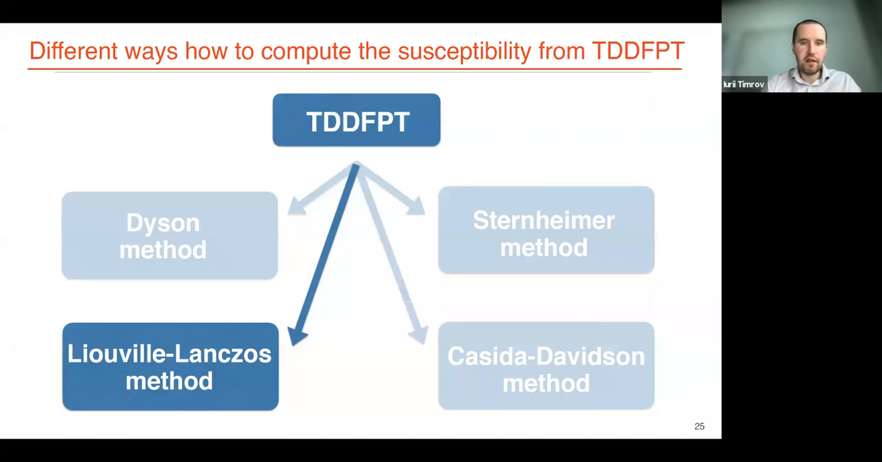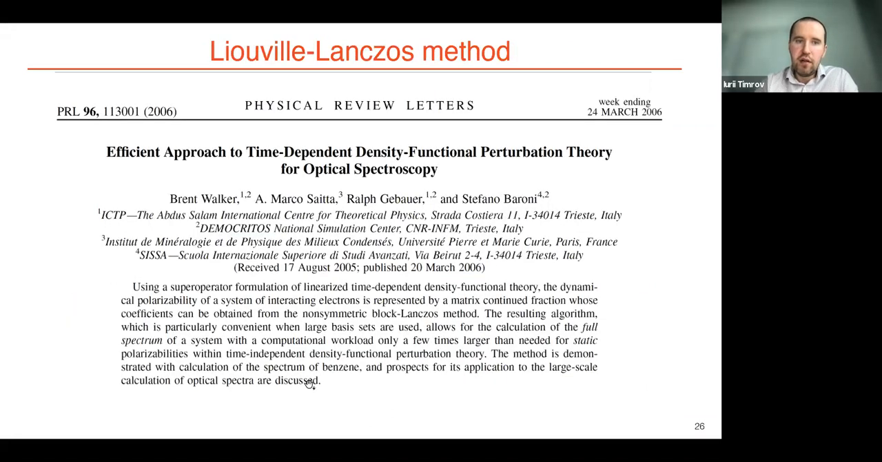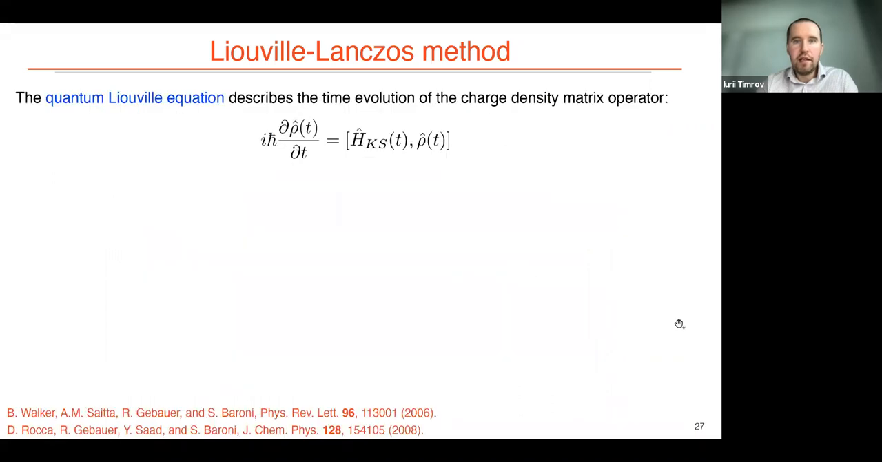Now, let's discuss the third method, the so-called Liouville-Lanczos method. This is really the central method of today's lecture, and it is one of the unique features of Quantum ESPRESSO. This is not common. It was developed in 2006 by Ralph Gebauer, Stefano Baroni, and co-workers. The method was first introduced in this paper. And the idea is the following.